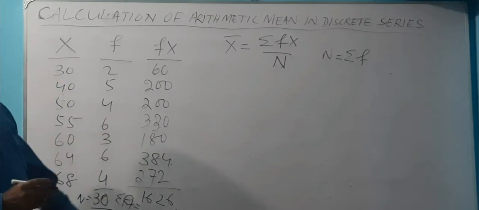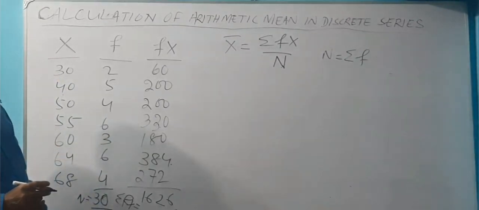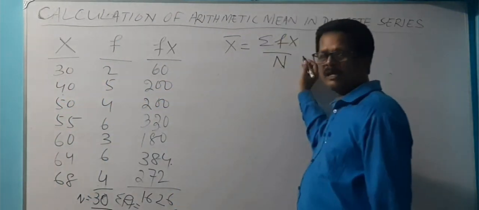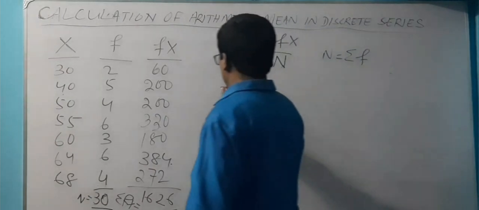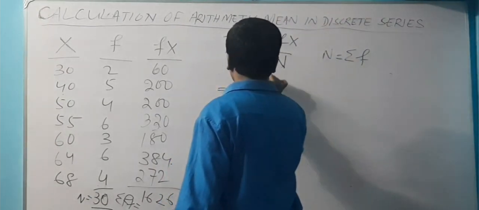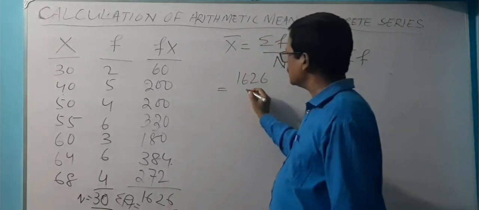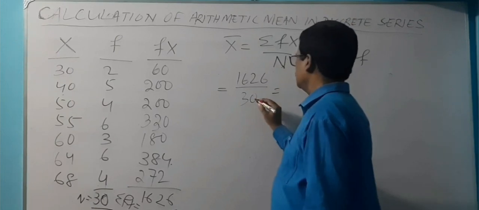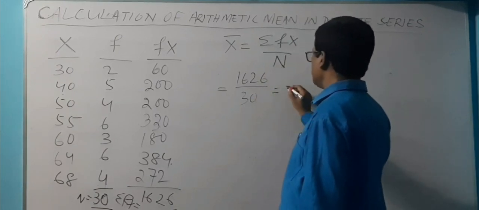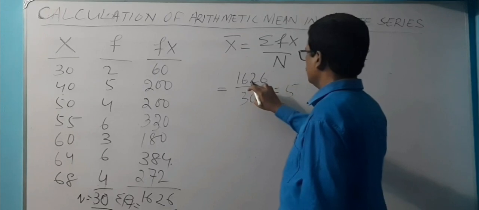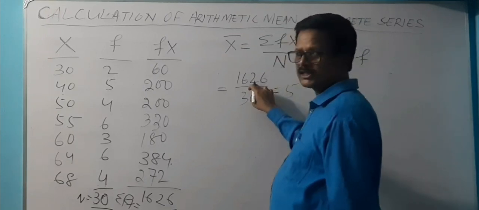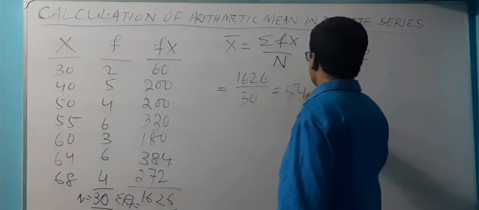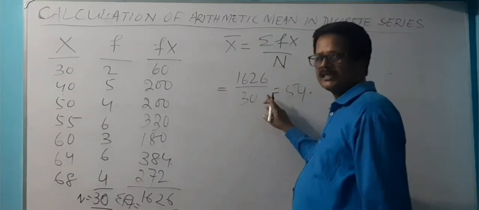Now we have got the values of summation fx as well as n. Now put the formula: x bar is equal to summation fx by n, that is, summation fx is equal to 1626, 1626 divided by 30. Find out the value. 30 into 5 is 150. So here there is 12 and 6, 126. 30 into 4 is 120. Remained 6.